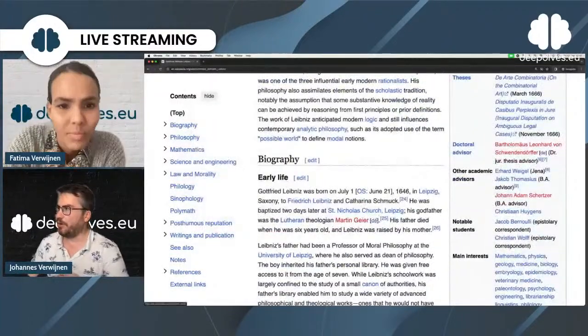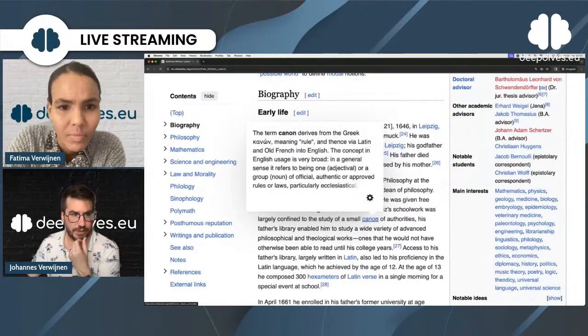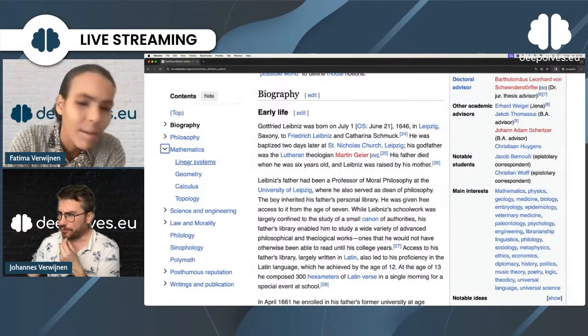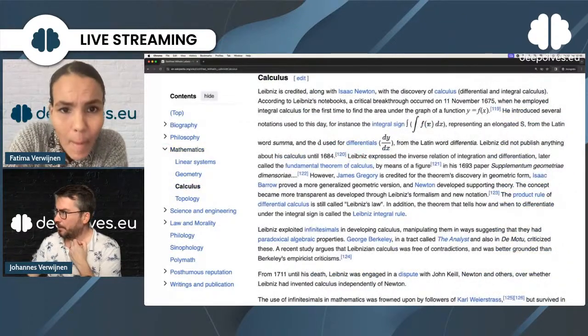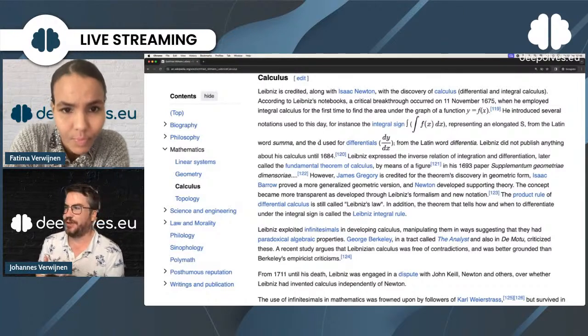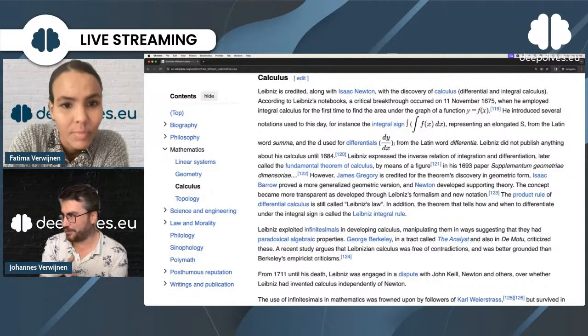I think we know him most from derivatives and integrals. That's also calculus, right? Yeah. So one of the problems that we have in calculus is that we have two different notations for both differentials and derivatives.